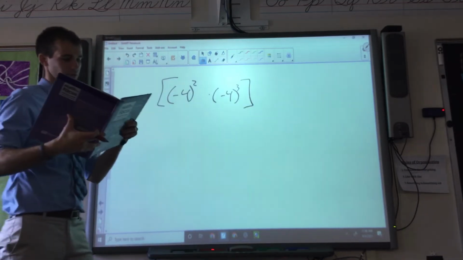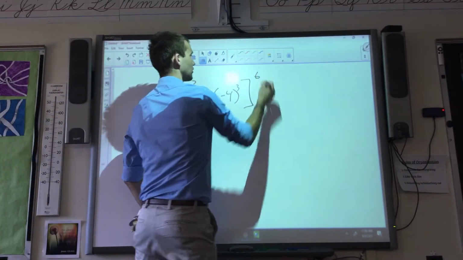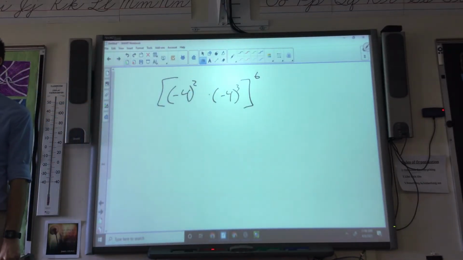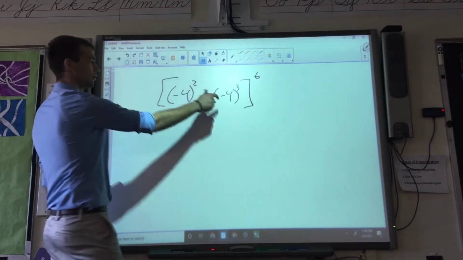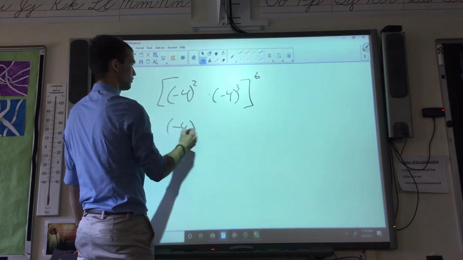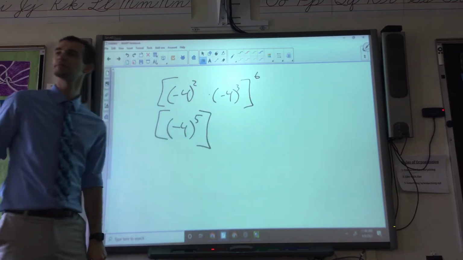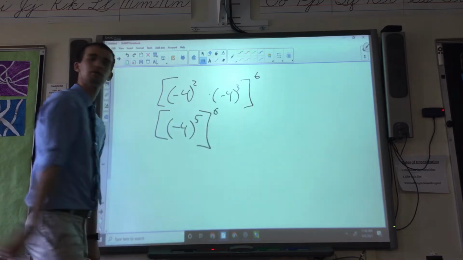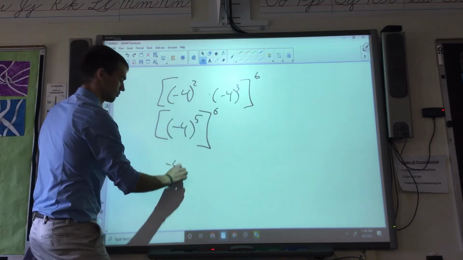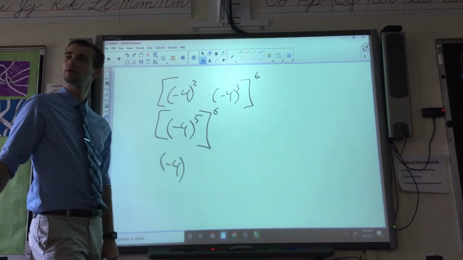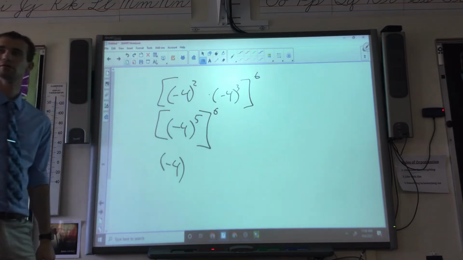And all of that to the 6th power. What do we do with that? Add those. The -4 to be -5. Then put the 6 and then multiply the 5 and the 6. 30.